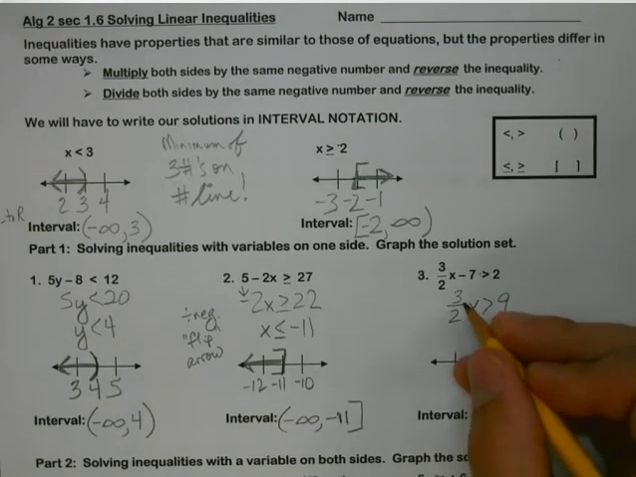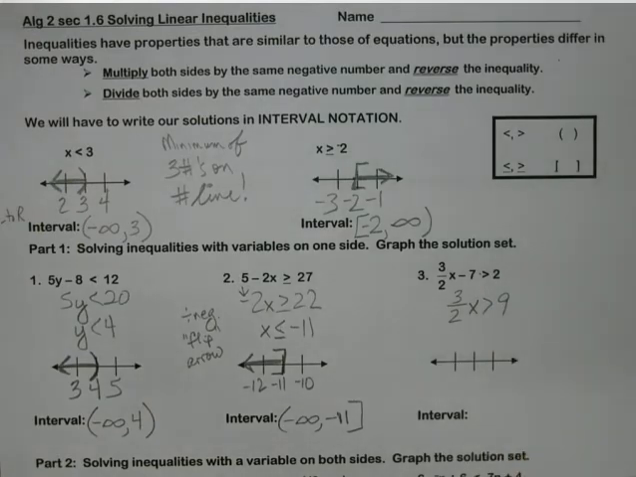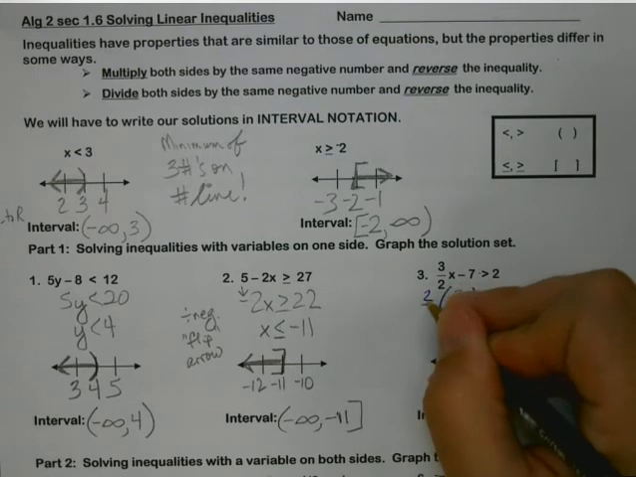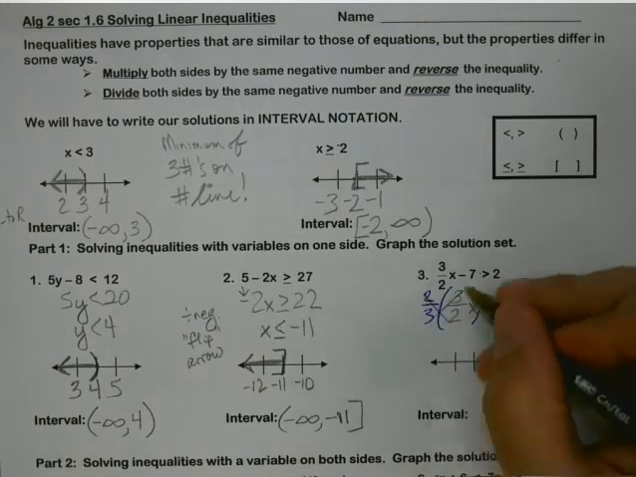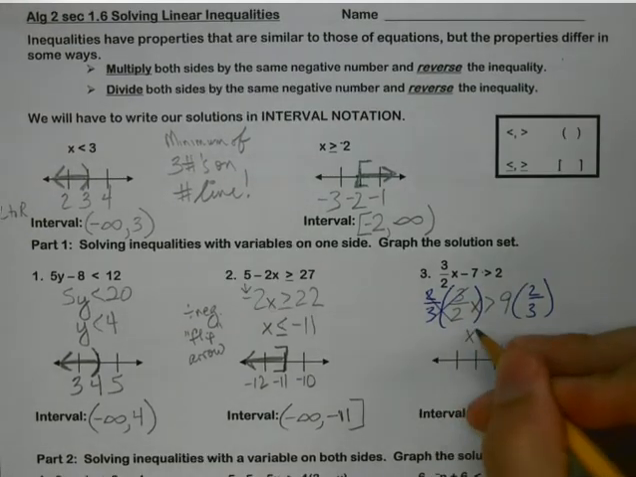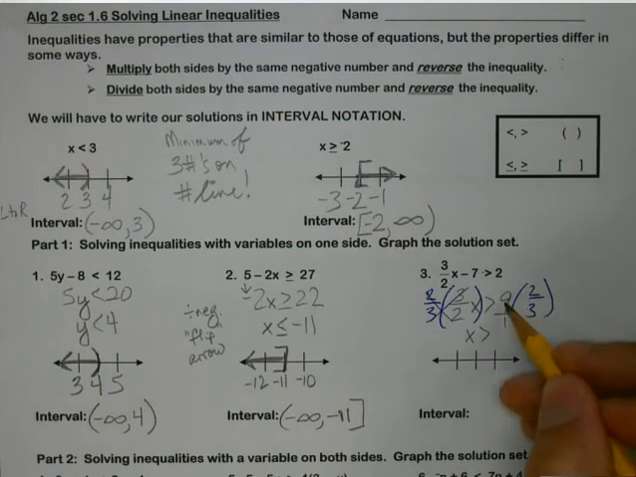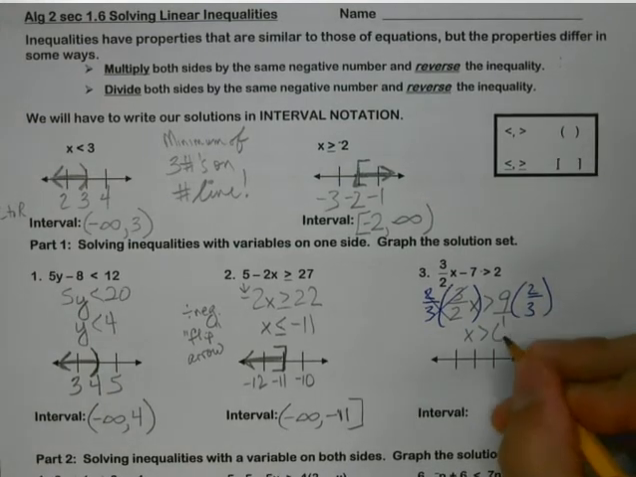But when I get here, again, you have choices. You can either multiply by the 2 and then divide by 3, or again, my suggestion is to just multiply both sides by the reciprocal, because then those cancel. And again, I can always turn the 9 into a fraction if I wanted to. 9 times 2 is 18, divided by 3 is 6.